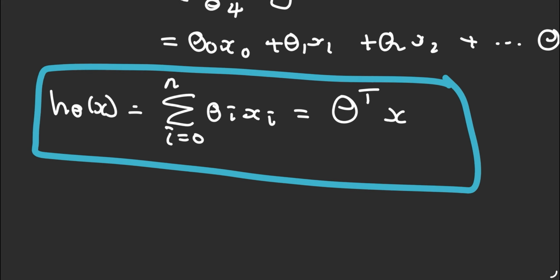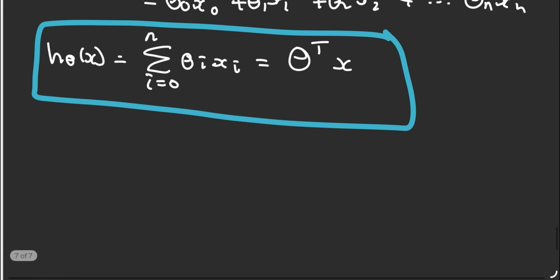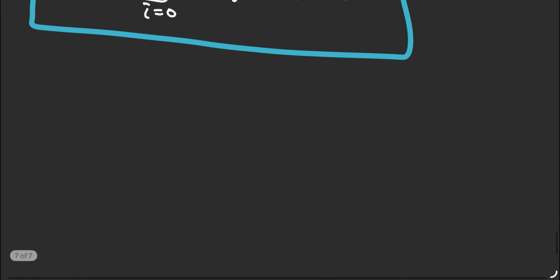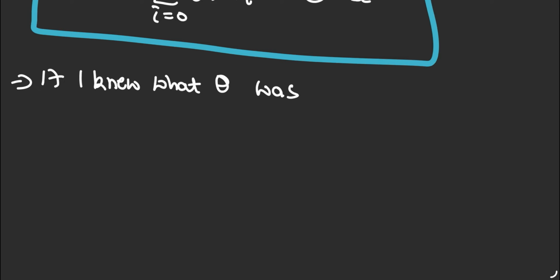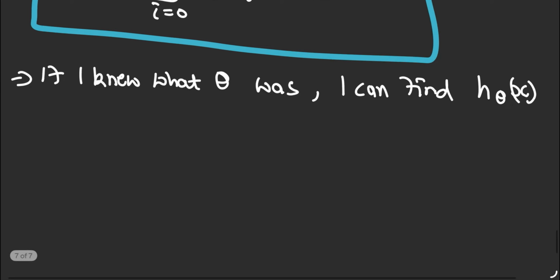Now you might be like, what are we doing here? What's the whole goal? We're going to get there. Okay, so our goal is to predict, right? So if I knew what theta was, let's say I could figure that out, I can find h theta of x, which is basically my prediction, right? What is the value of h theta of x?